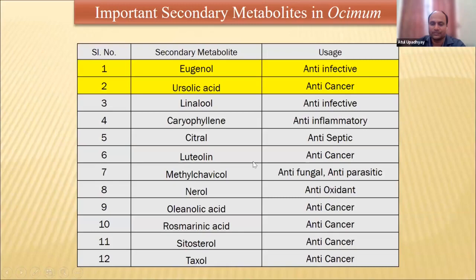Some of the secondary metabolites which we were interested in, or these are the main metabolites present in Tulsi. Some of them which we are interested in, we further went ahead to do RT-PCR, qRT-PCR. Examples like eugenol and oxalic acid were used.